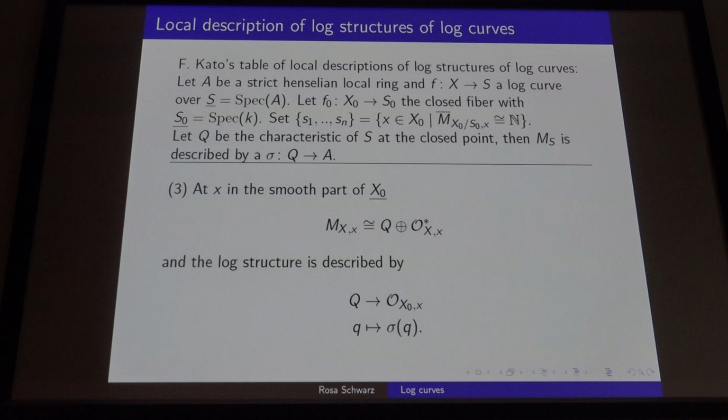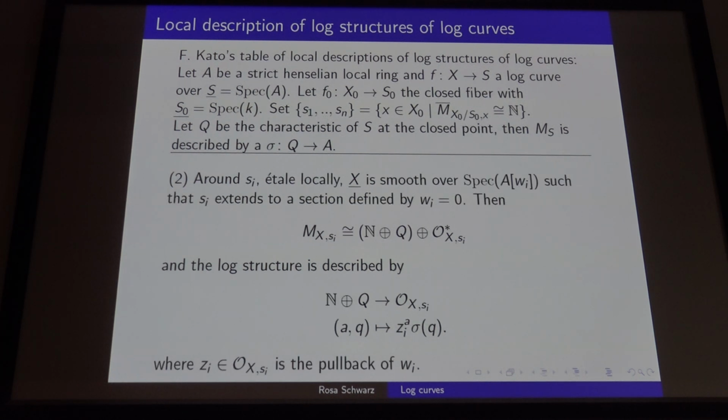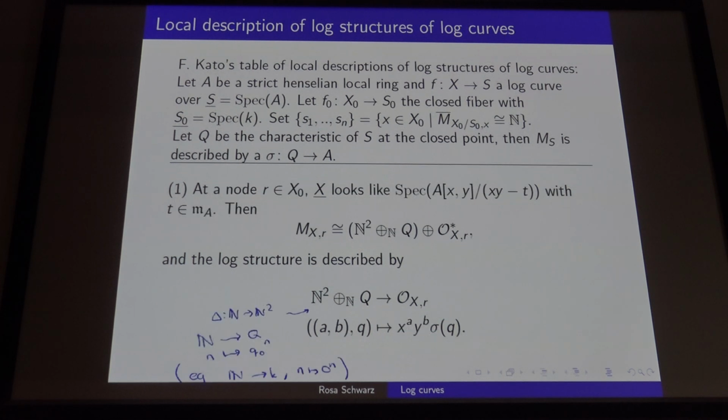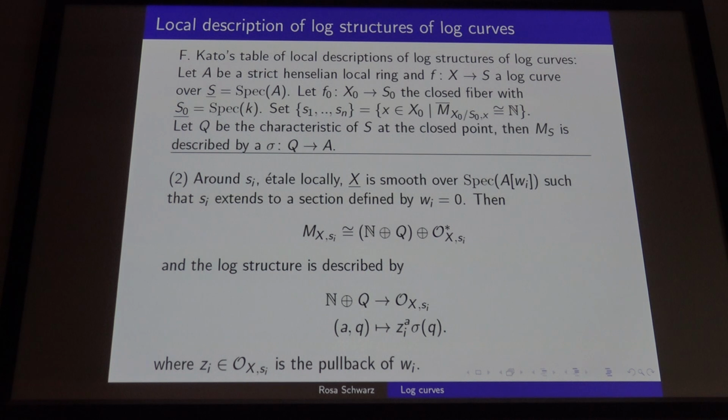Is it really so that the map sigma from Q to A, this is the log structure or the pre-log structure? It's the pre-log structure. So usually we take pre-log structures. Okay, yeah. Never mind. That's also not the log structure. Yes, awesome, thank you. But we just take the associated log structure again.